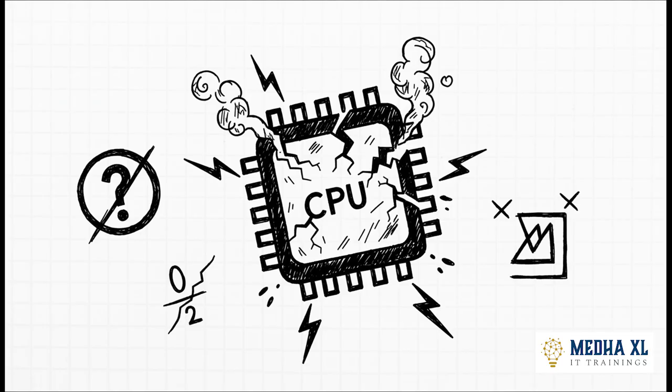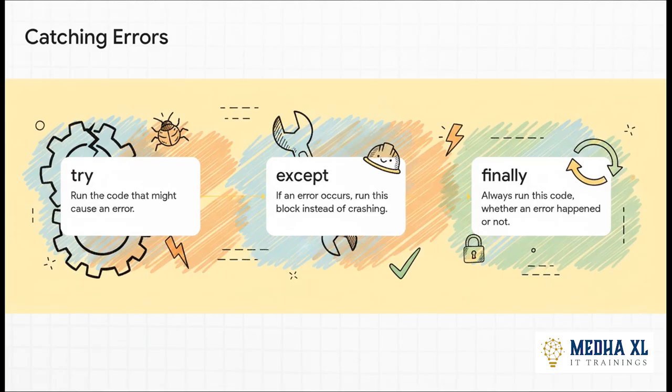So the big question is, how do we prepare for the unexpected? Well, Python gives us this really elegant solution. It's like a safety net for your code. You take the part of your code that might be a little risky and you wrap it in a try block. Now, if an error happens, the program doesn't just give up and crash. No way. Instead, it jumps over to the except block, where you get to decide what happens next. You can handle the problem gracefully. This is how you build robust, professional applications that don't just fall over at the first sign of trouble.